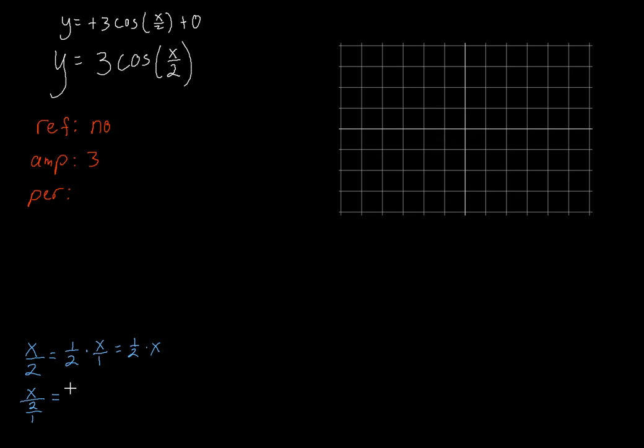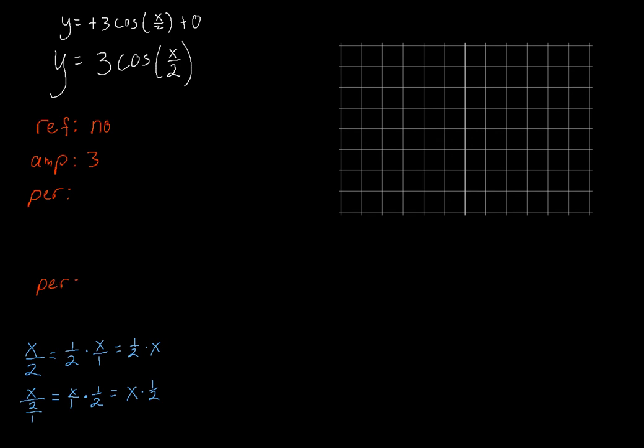If we're thinking keep, change, flip, you keep the numerator, change division to multiplication, and you flip the denominator. So you multiply by the reciprocal. Reciprocal is the math word for flip. So now we end up with x times 1/2, which is an alternate way of seeing, oh hey, the b value ends up being 1/2.